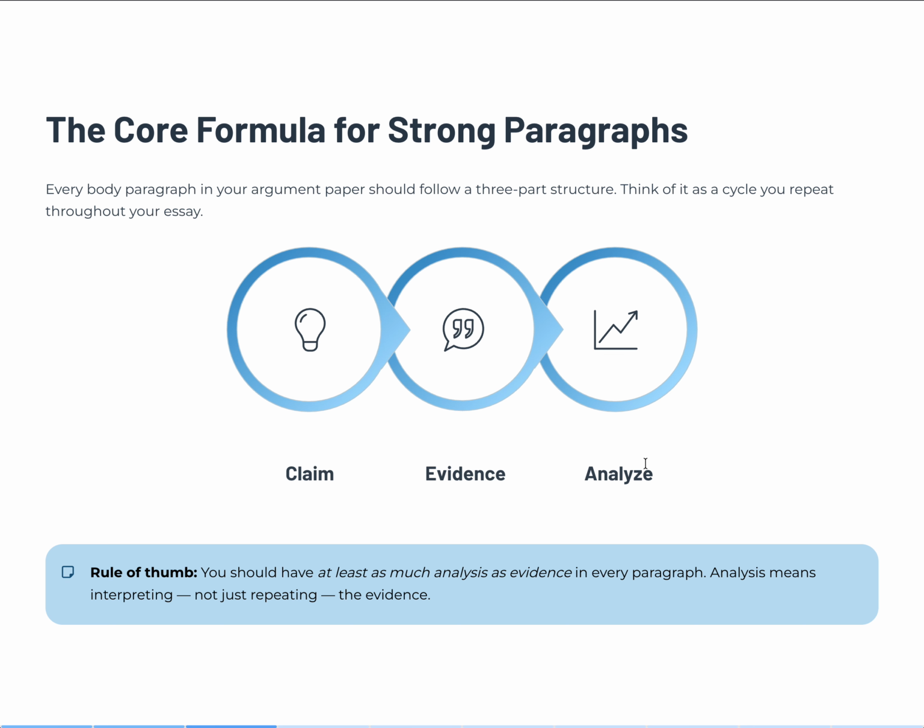So, in general, you should have at least as much analysis as evidence. So, if your paragraph is mostly summary or quotation, then you are not arguing enough. You're just reporting. Essay 3 is not a report, it is an argument.